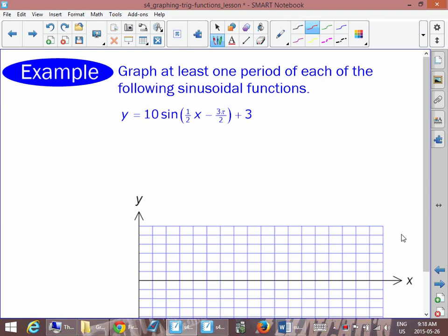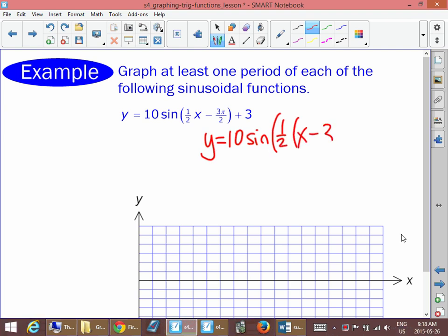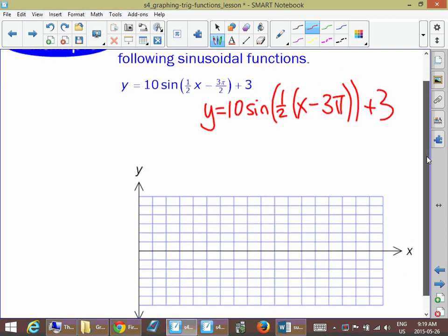Well, we got to take that half out as a common factor. So that's y equals 10 sine, we got a half here, x minus 3 pi, plus 3. Okay? So that tells us a fair bit, actually. So let's go ahead and do it.